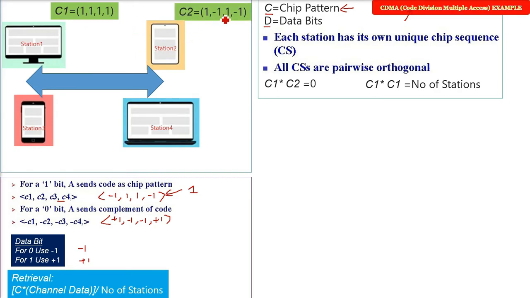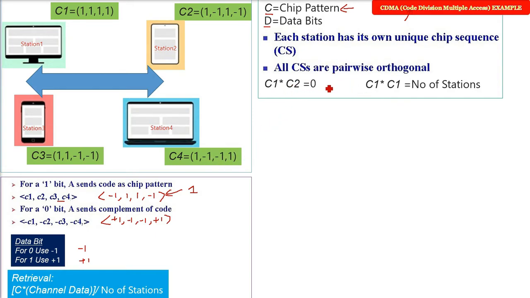So say C1 is 1, 1, 1, 1. C2 is 1, -1, 1, -1. C3 is 1, 1, -1, -1. And C4 is 1, -1, -1, 1. These are the chip patterns, or the unique chip sequences, of the 4 machines or 4 stations.